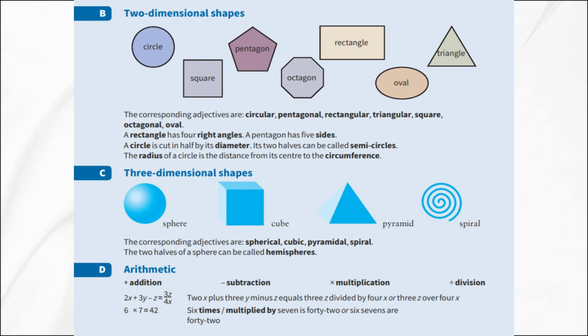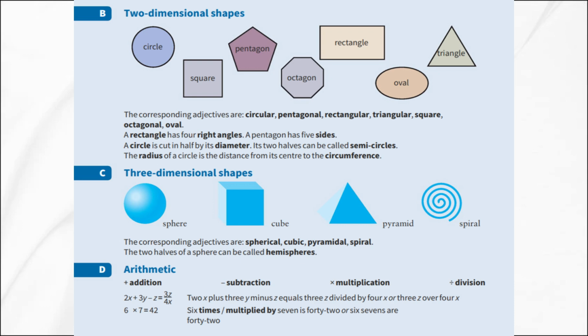A circle is cut in half by its diameter, the line that goes from one side to the other through the center. Its 2 halves can be called semicircles. The radius of a circle is the distance from its center to its circumference, the outer edge.